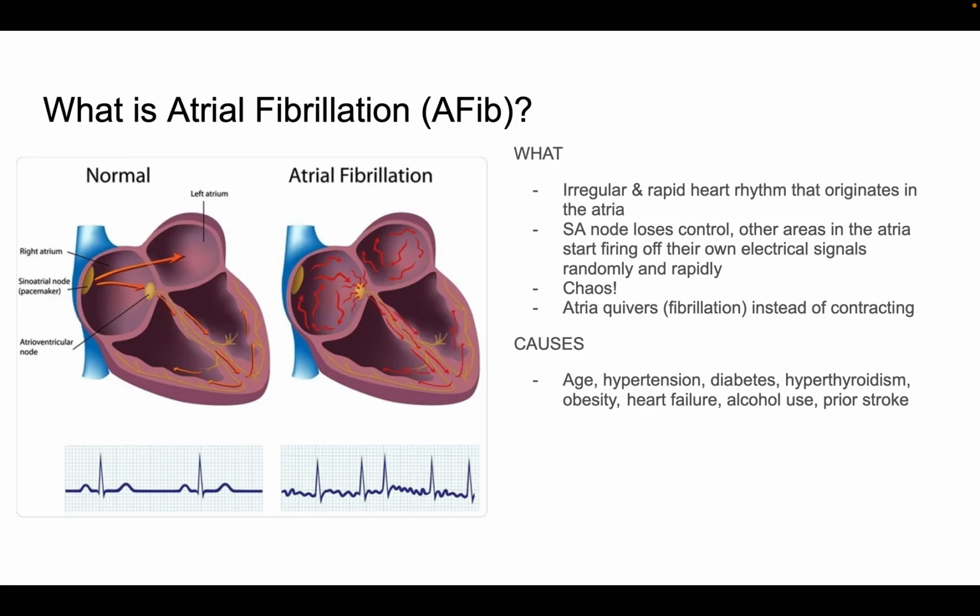So this basically causes blood to not move very efficiently through the heart, and this shows up on an ECG as very irregular. AFib risk factors include things like aging, hypertension, which is high blood pressure, diabetes, hyperthyroidism and other thyroid issues, heart failure, obesity, alcohol use, and prior strokes.